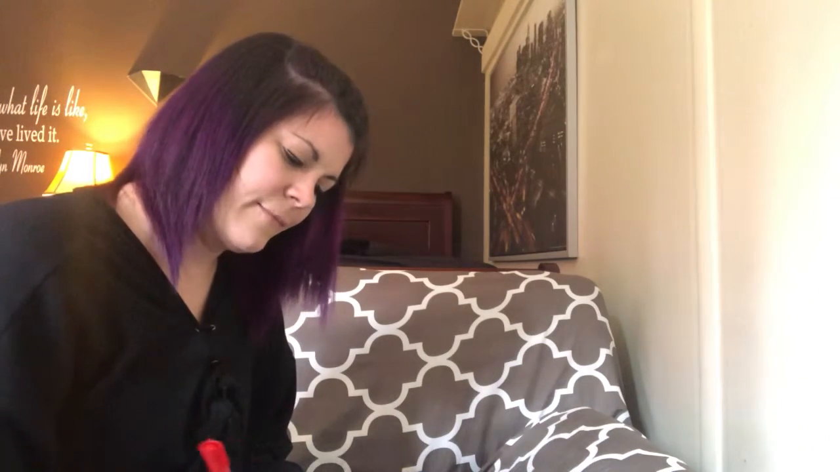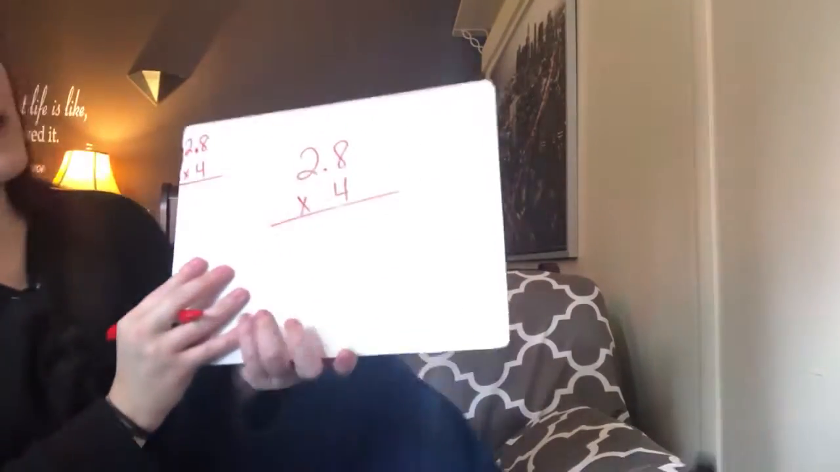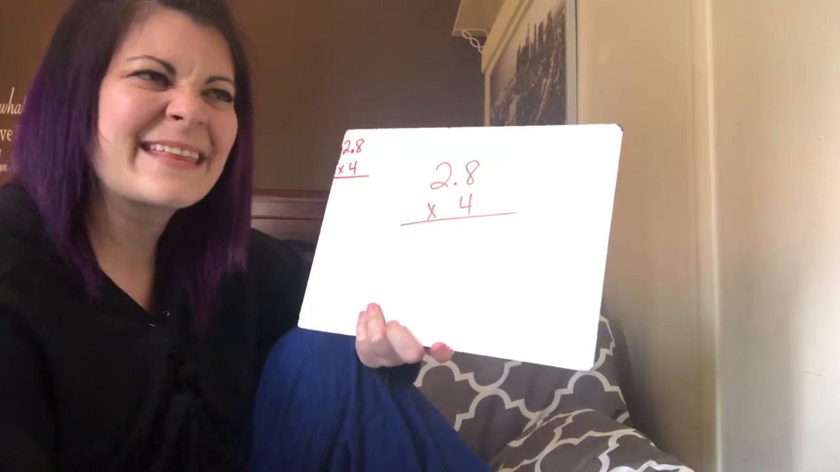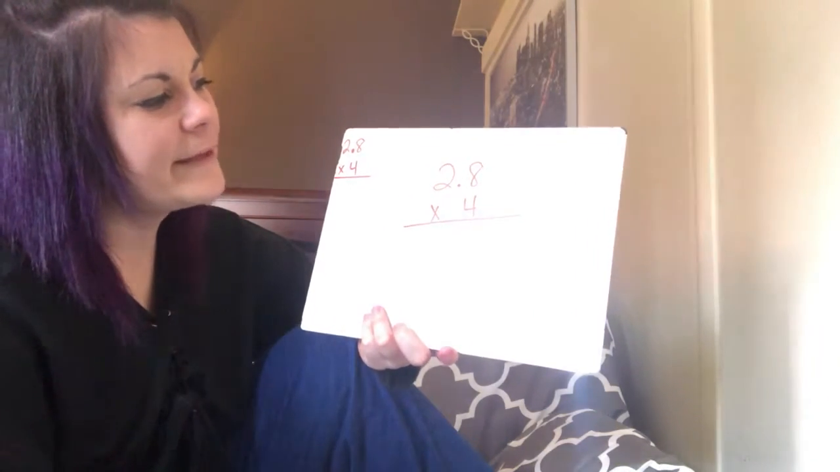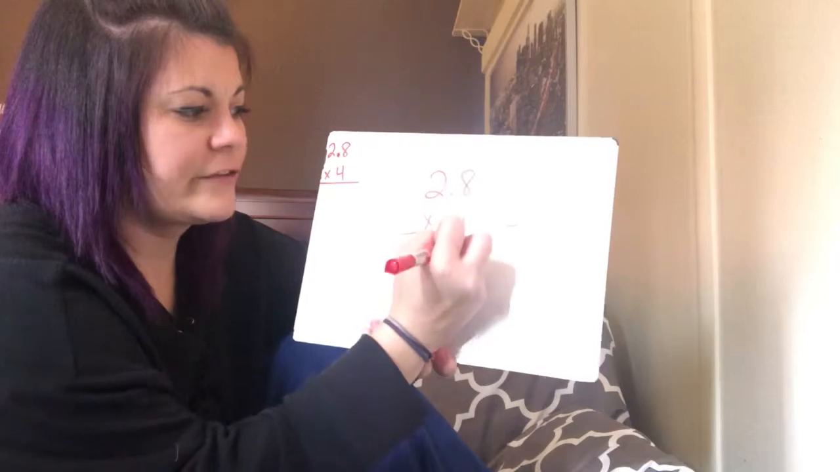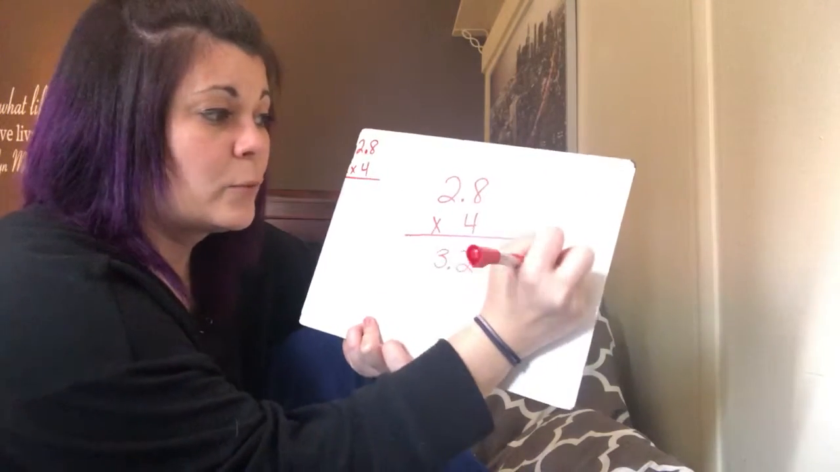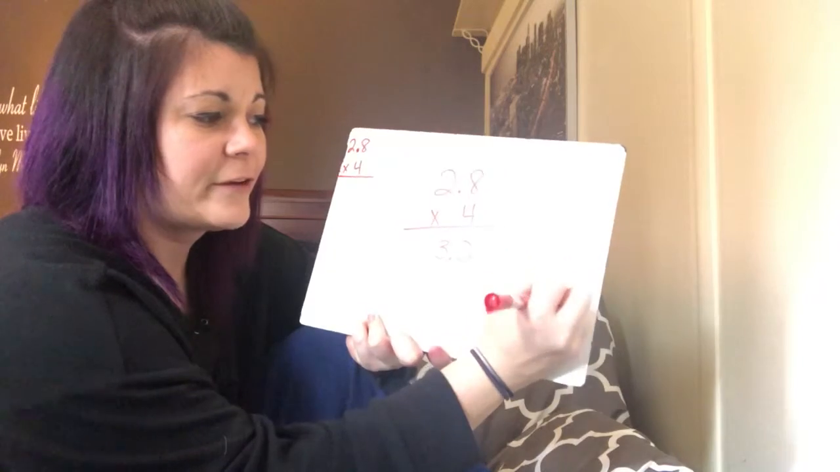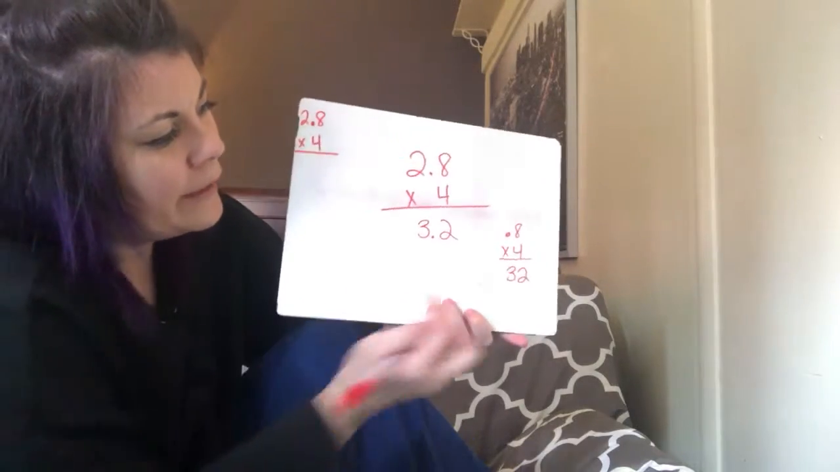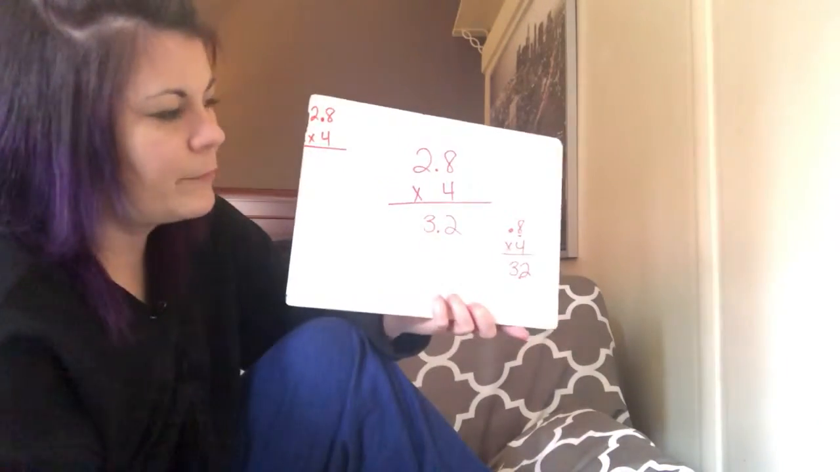You can do it with place value as well. 2.8 times 4, and you could say this is 4 times 8/10. So 4 times 8/10 is 4 times 0.8, which is 3.2, because 4 times 8 is 32, and we have 1 behind the decimal, so there you go, 3.2.